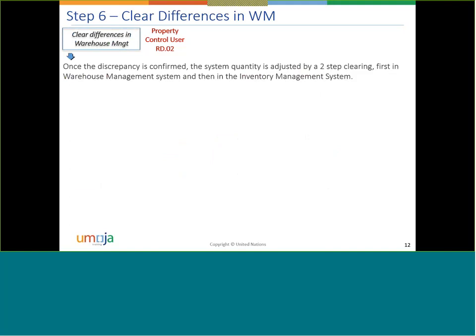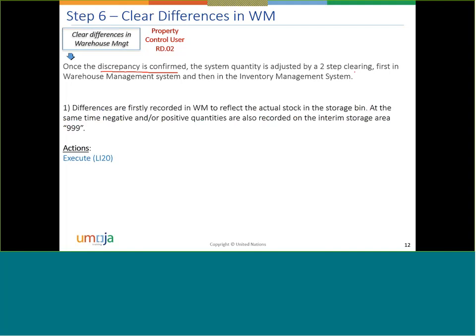Okay, so here we go. The discrepancy is confirmed. That much we know. So once the discrepancy is confirmed, the system quantity is adjusted by a two-step clearing. And that two-step clearing is one step in warehouse management, one step in inventory management. Okay? And this is what it would look like in terms of actions. So, the clearing of differences in warehouse management.